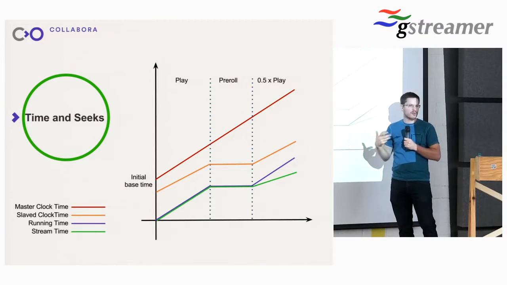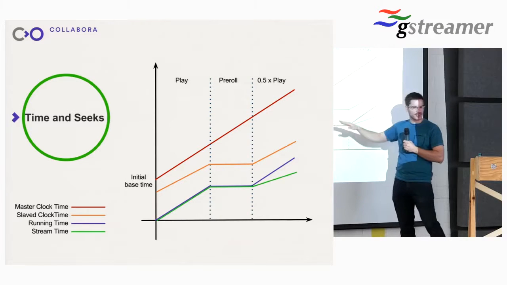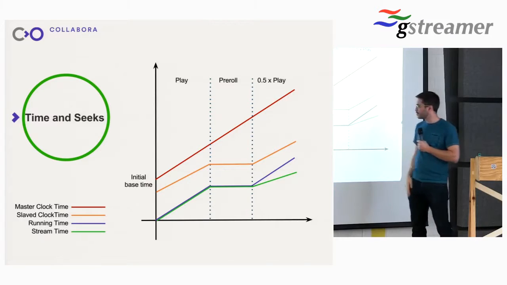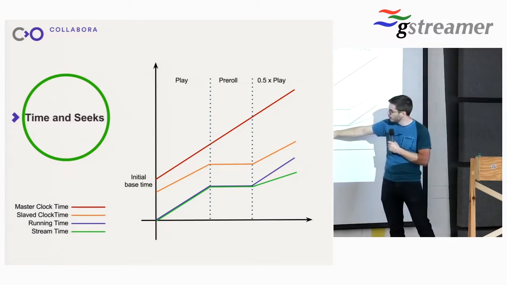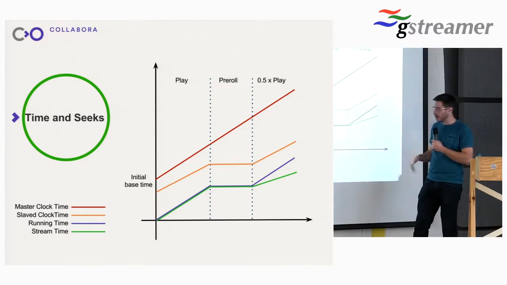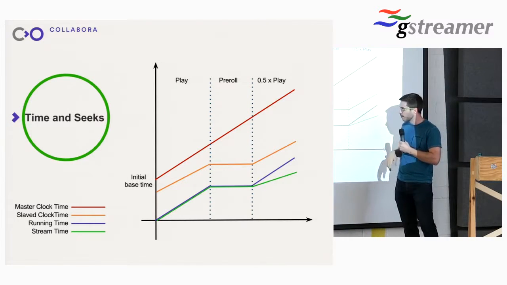So audio clocks are well known to be quite off. As you can see, the slope is not the same. And it actually stops during pause. And finally here in blue, I'm representing the running time. So it's the time spent in playing. And finally, the stream time.